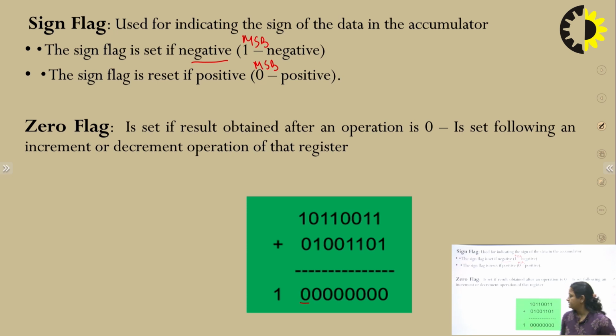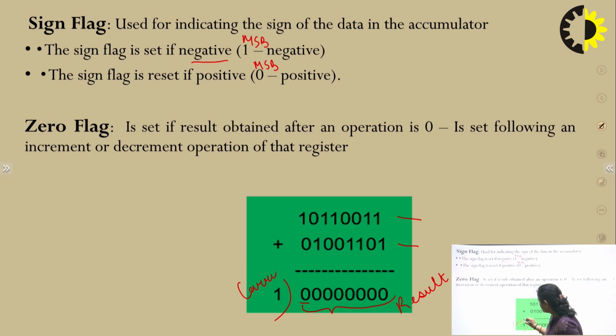How will you decide? Let us see an example. You have 2 binary numbers. The addition of these 2 binary numbers gives me this result. This is my result of binary addition, and this is the carry. The carry will not be counted as a part of the result. So in your result, this is your least significant bit, LSB, and this is your most significant bit, MSB.